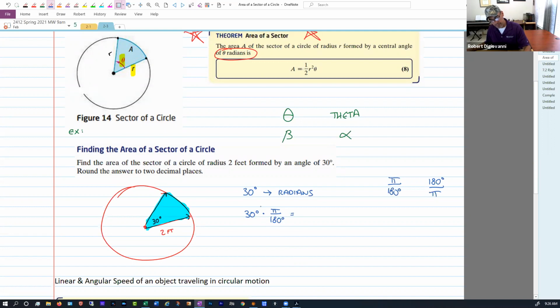So let's see. Well, 30 goes into 30 once, and 30 goes into 180 six times. So that's pi over 6, isn't it? Now we need a decimal because we're going to use a formula. So I'm going to get on my calculator and do pi divided by 6.